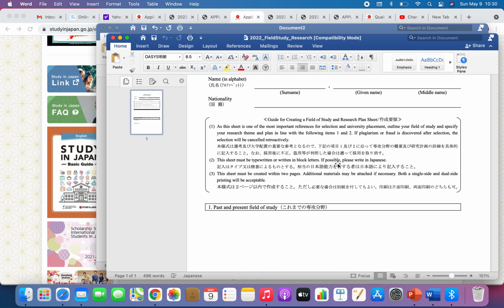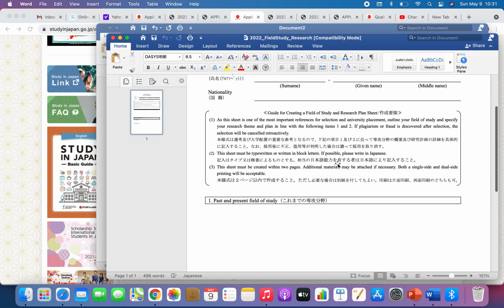If possible, please write in Japanese. If it's not possible, you don't have to worry. If you don't know Japanese, don't worry. When I wrote my research plan, I didn't write in Japanese, I wrote in English. So for that, you're safe. You can write in English. This sheet must be created within 2 pages. Additional materials may be attached if necessary. Both single side and dual side printing will be acceptable.